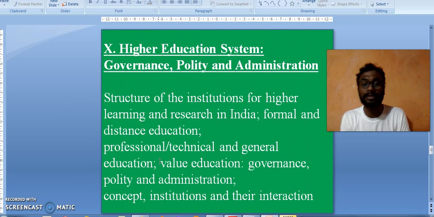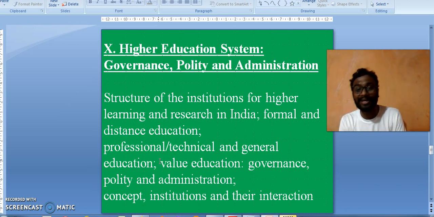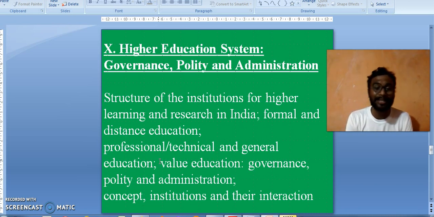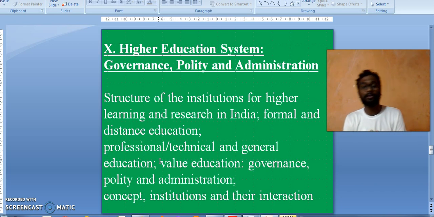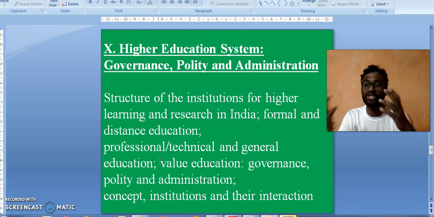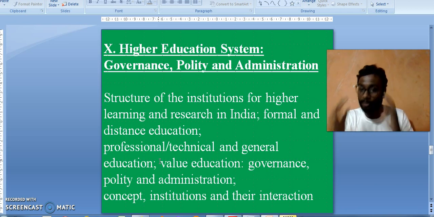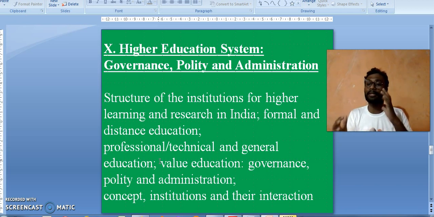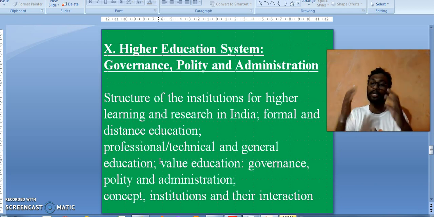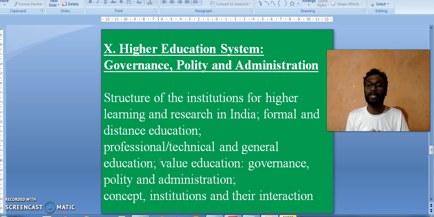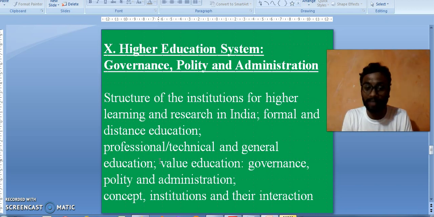And the last part is higher education system, governance, polity and administration. Structure of the institutions for higher learning and research in India, formal and distance education. How the formal and distance education is working in India, what is the progress of distance education, what is the success rate of distance education, and what are the steps to be taken in order to increase the quality of distance education. So these kind of things will be part of the syllabus.